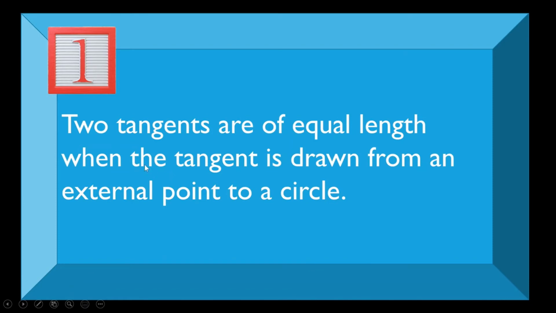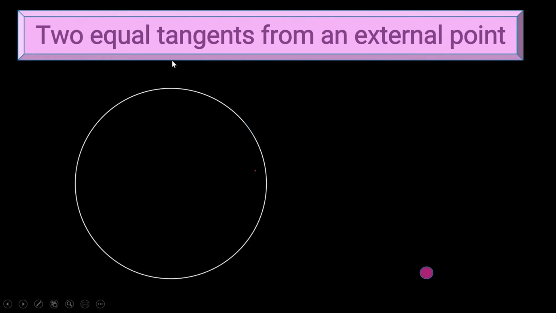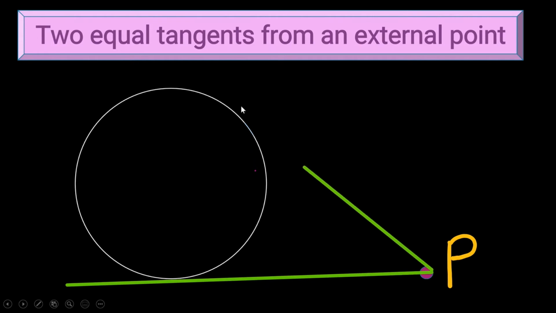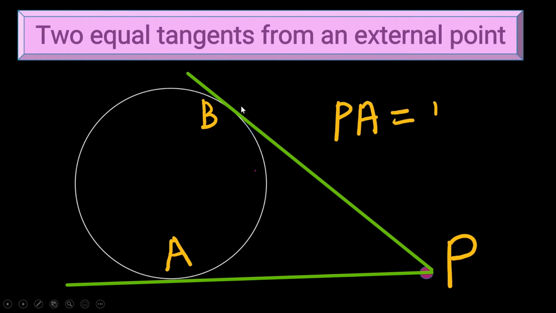Now let's discuss some important theorems. The first theorem that we'll see is that two tangents are of equal length when the tangents are drawn from an external point to a circle. Just now we discussed. Let's take a circle. This is a point, that is point P, and the two points of contact are A and B of these two tangents. We see that PA is equal to PB. Through congruency we can prove it.